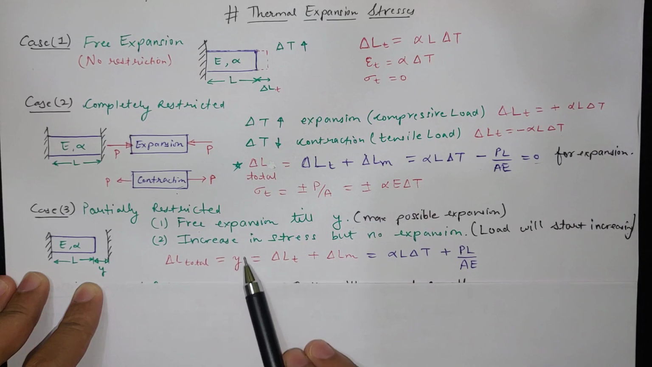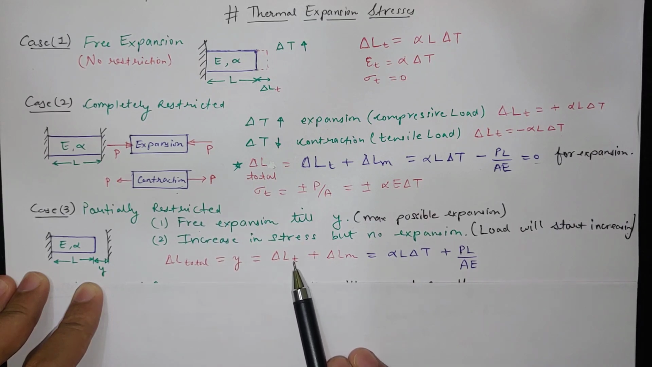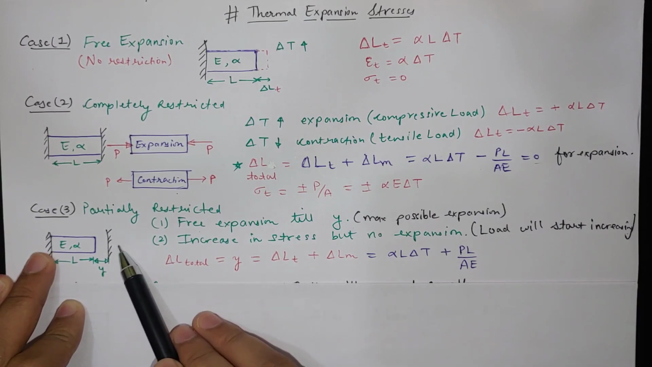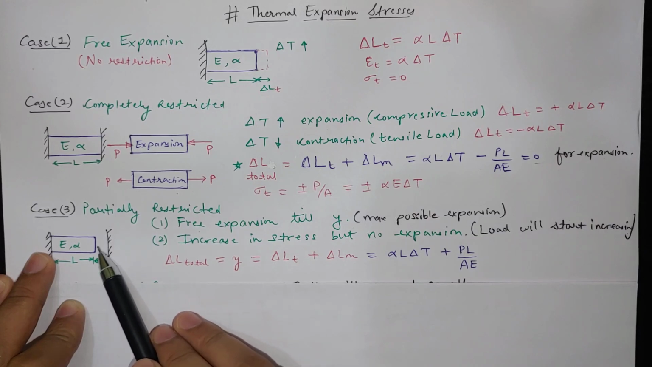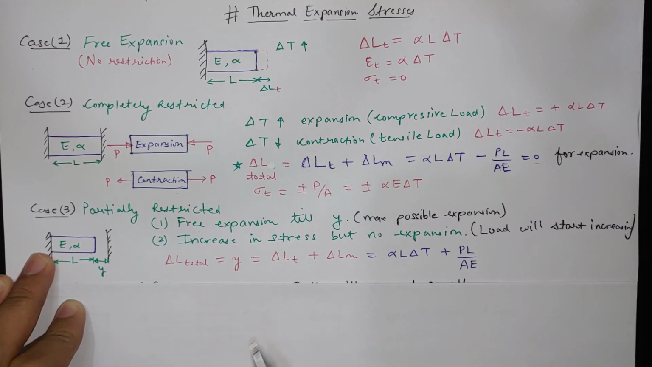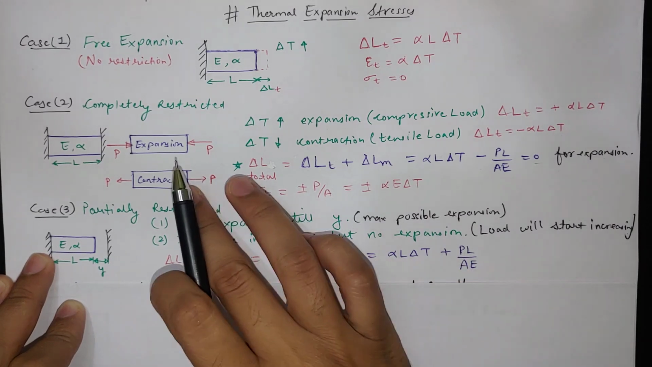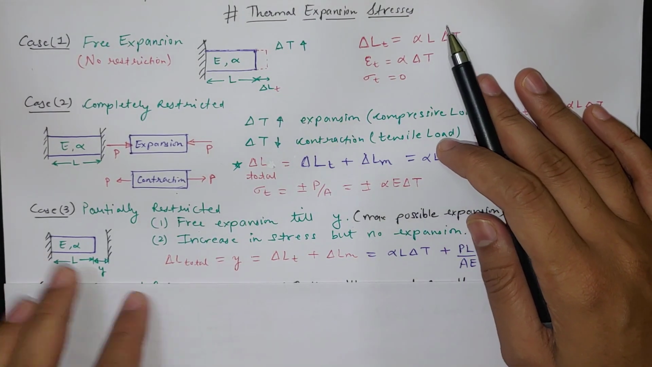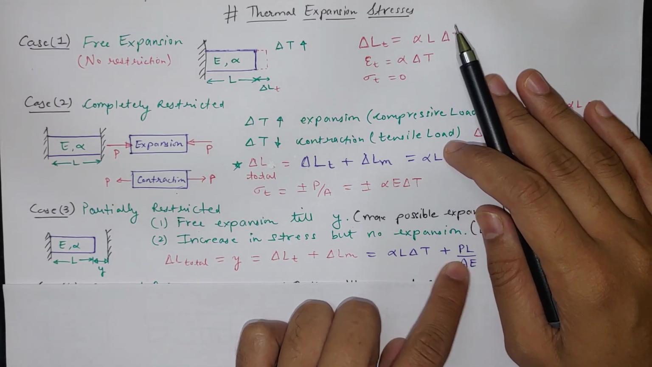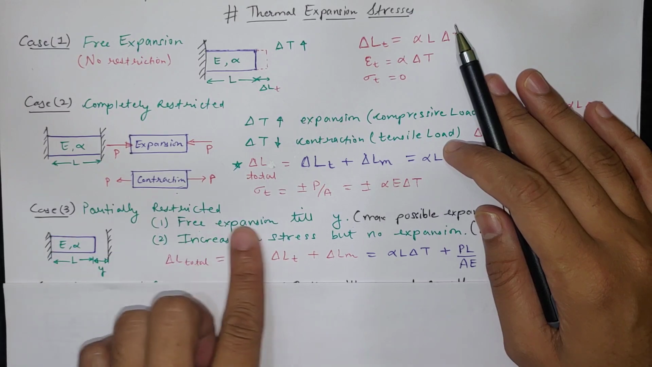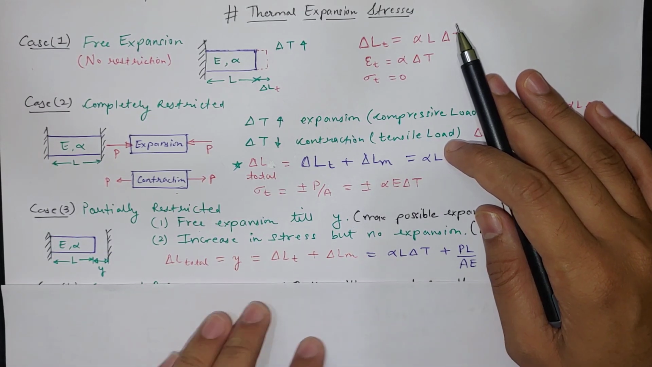So delta L total will be Y, which will be equal to delta L thermal minus delta L mechanical, because delta L thermal is the total expansion due to thermal. Now the restriction is only up to this wall. This will be the free expansion. So free expansion plus the load will be equal to total thermal, so PL by E. The load will be less as compared to the completely restricted case, because we are allowing expansion up to a certain point. In contraction this also holds true, because the signs of P and alpha L delta T will change. So this case is valid for both. This is a general equation for both cases.